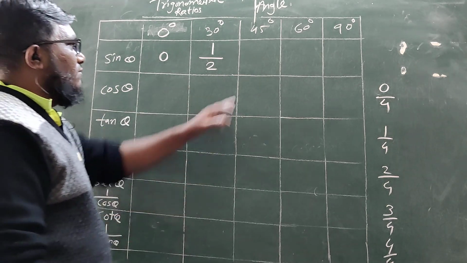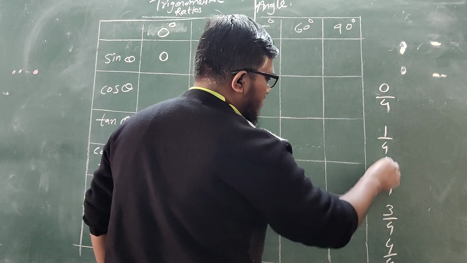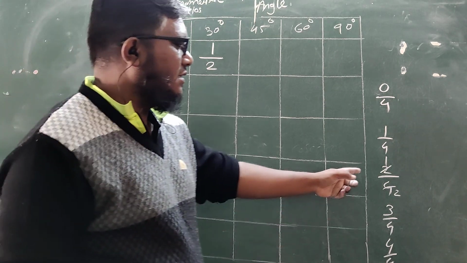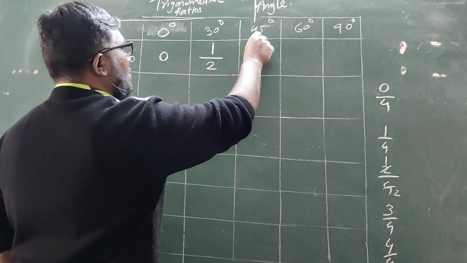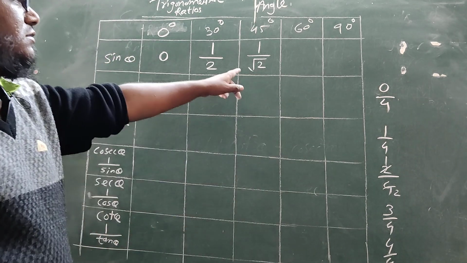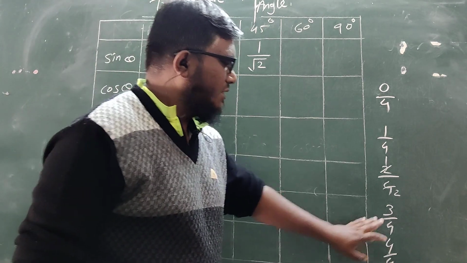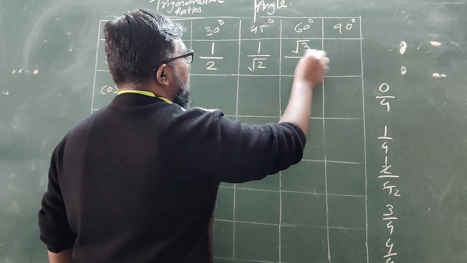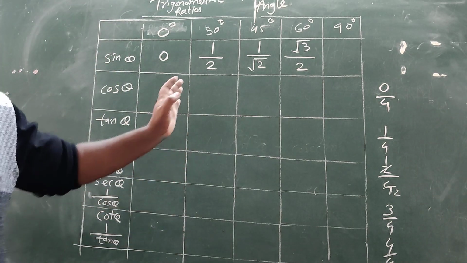Now while finding sine 45 degree, we have to take this 2 upon 4. 2 1 the 2, 2 2 the 4, so the cancellation is done here by 2. We have to take the square root of this: the square root of 1 is 1 and the square root of 2 is written under the root. For finding 60, 3 upon 4 is not divisible, so we will directly take the square root, under root 3. 3 is not a perfect square, that's why under root 3, and 4 is a perfect square of 2. Like this, these values are going to come.